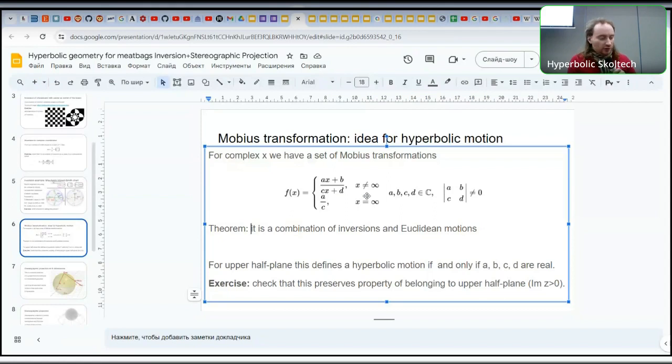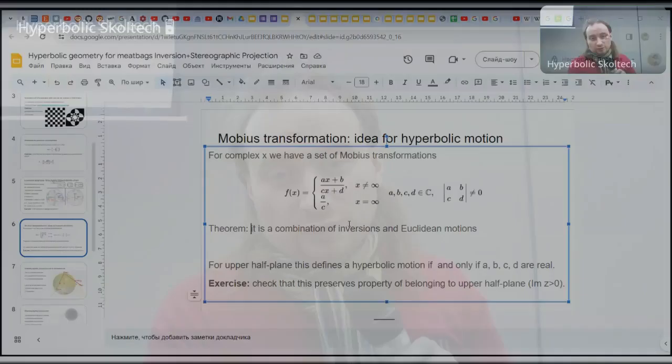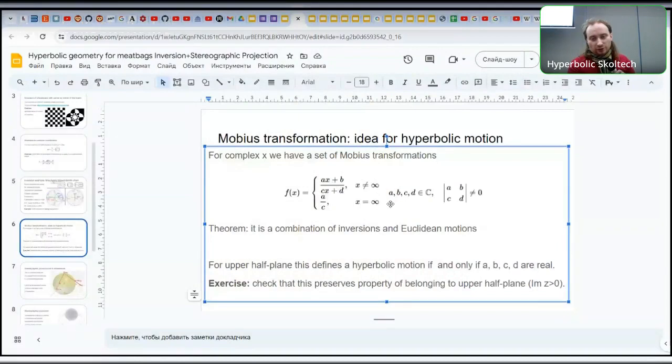How can we check this? This transformation is continuous, well, for x not equal to minus d over c, and this is just fine. This is an almost continuous transformation. So unless you are intersecting the boundary, you won't be sent to another half plane. That's the idea. And then you just need to check that if you take just one point from the upper half plane, then it will be sent to the upper half plane. So how to check this?